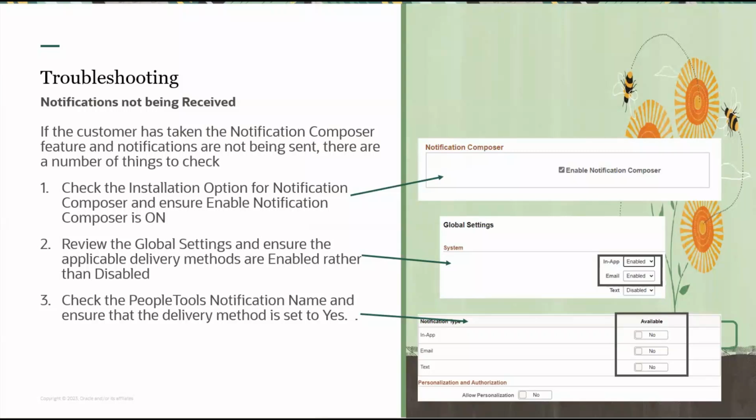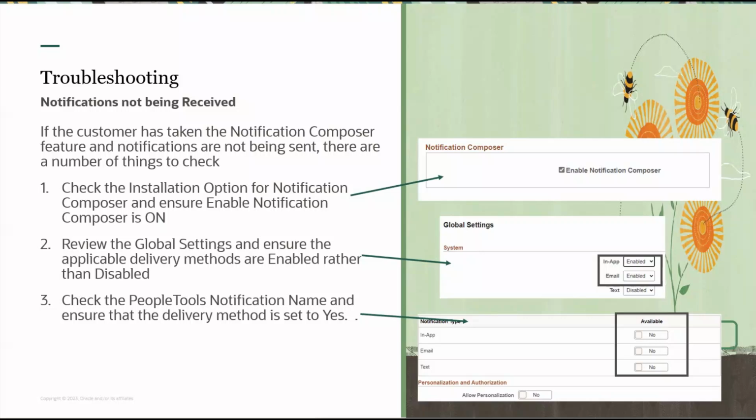Notifications not being received. We had a lot of this internally when we were doing our testing, so I thought it was important to point out some of the obvious things to look at. The first thing, of course, always check the installation table to make sure Notification Composer is enabled. Global settings: make sure in-app, email, or if you're using text, that those are enabled. Because if this is disabled, it's a global setting. It doesn't matter how you configure it. If in-app is off, no in-apps will be sent, regardless of what the notification name setup says.